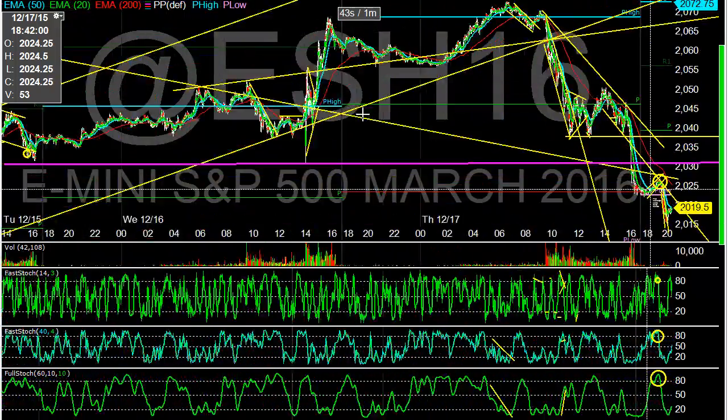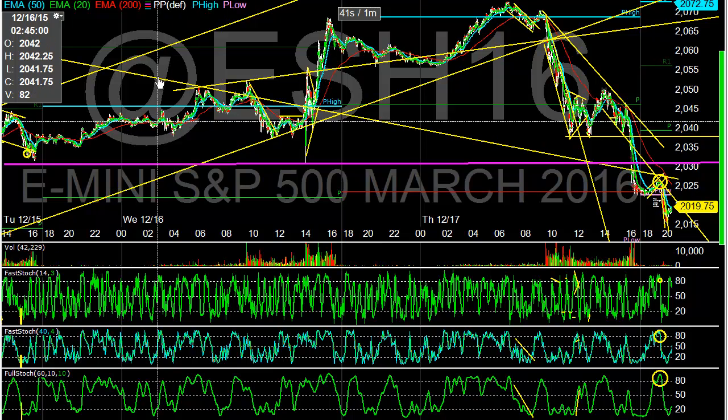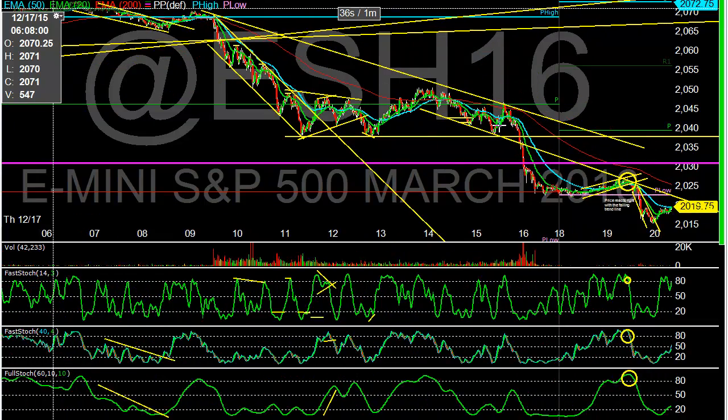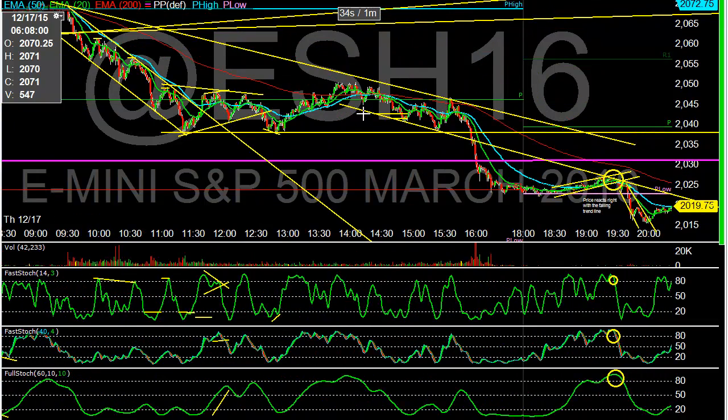This one I'm going to get rid of right here. There's nothing here that we're looking at. I don't know what that one's from. But this one right here is that retracement trend line underneath this thing.